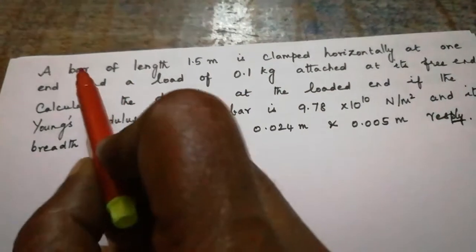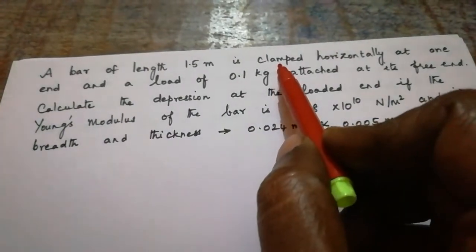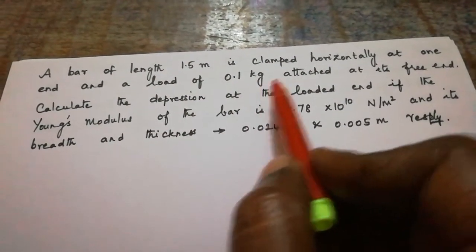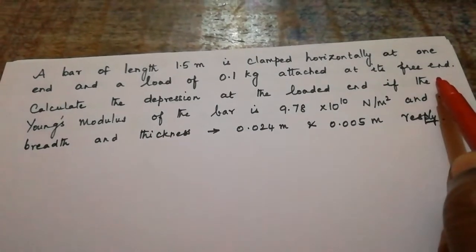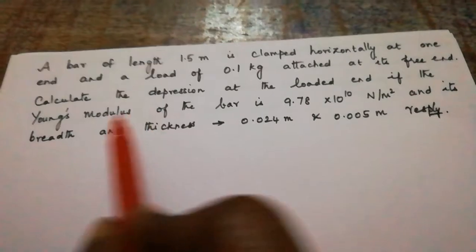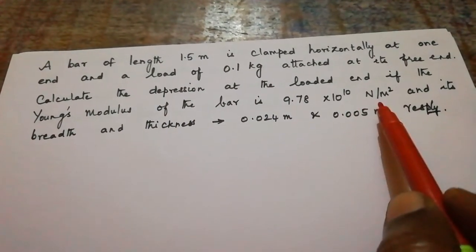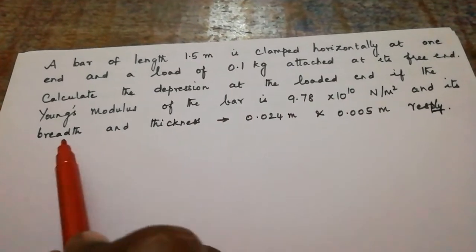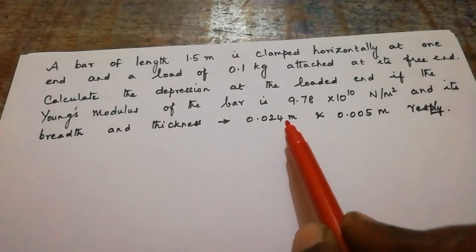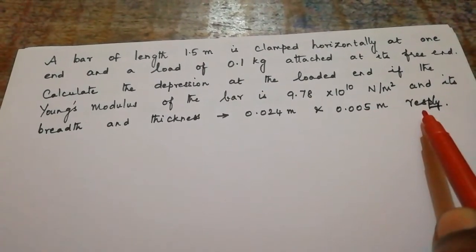Next problem: a bar of length 1.5 meter is clamped horizontally at one end and a load of 0.1 kg is attached at its free end. Calculate the depression at the loaded end if the Young's modulus of the bar is 9.78 × 10^10 Newton per meter square and its breadth and thickness are 0.024 meter and 0.005 meter respectively.